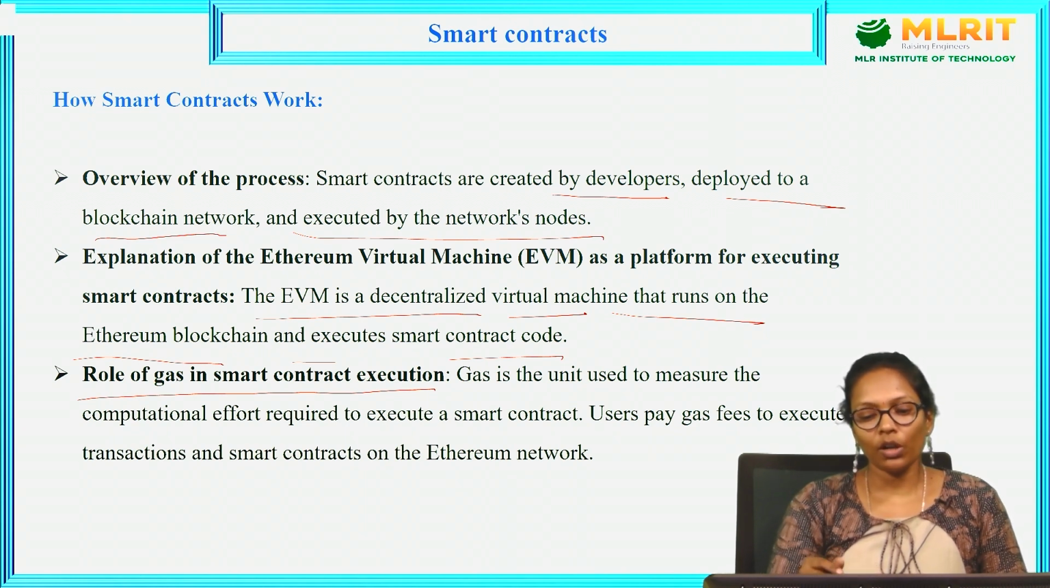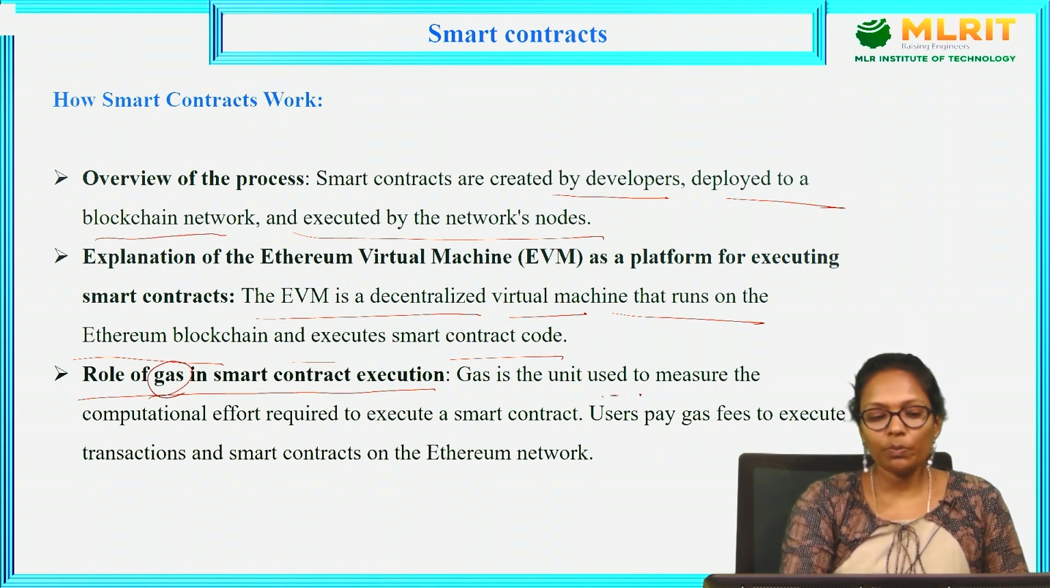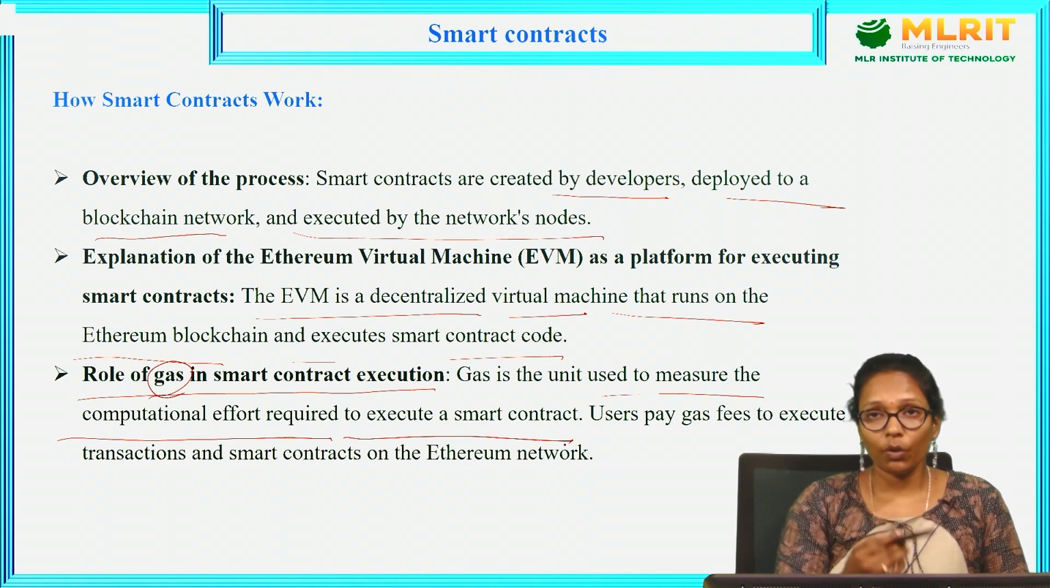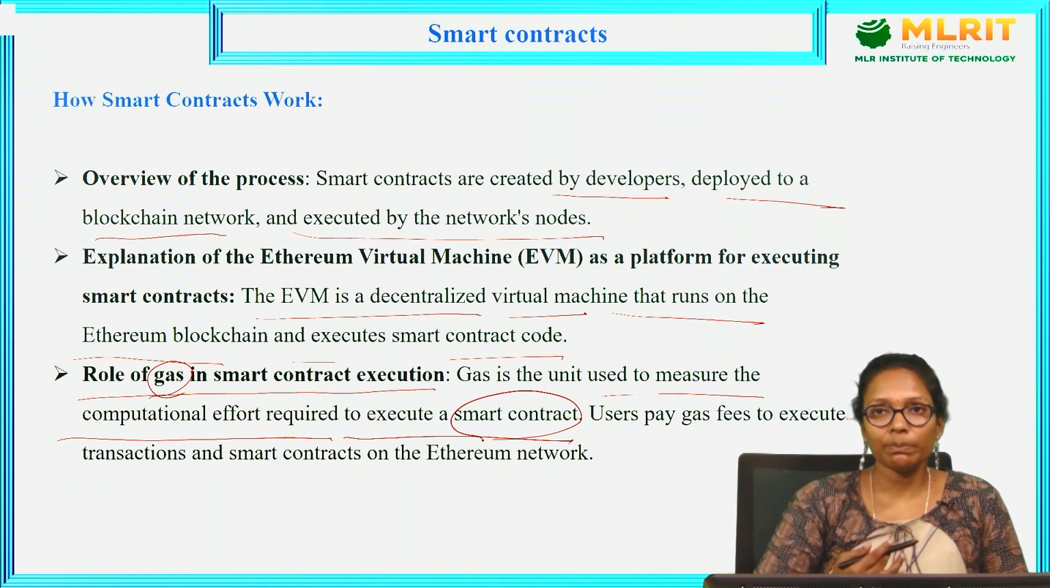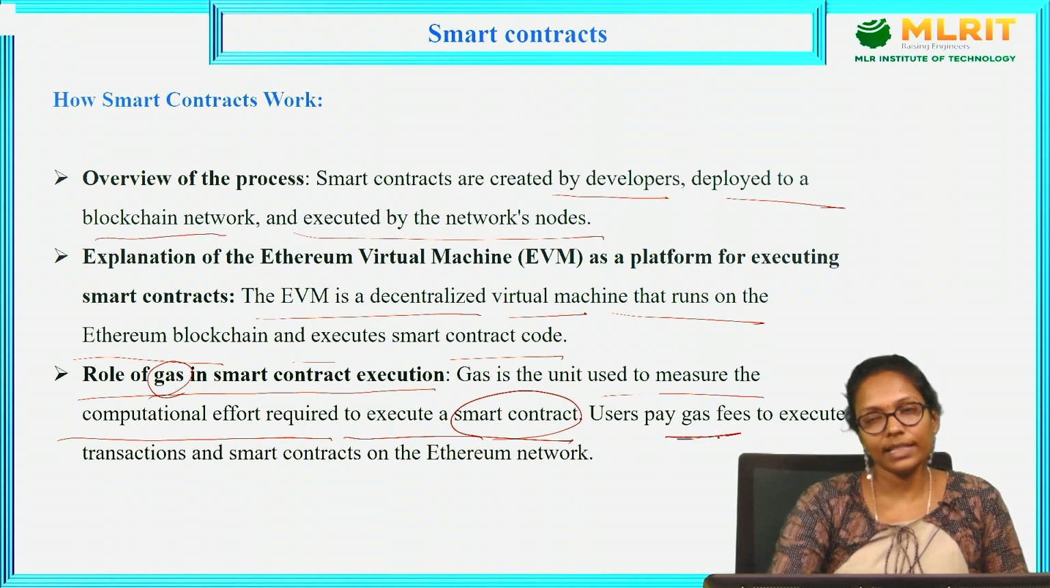So that you're calling as gas. Gas is nothing but it is used to measure the computational effort required to execute a smart contract. If I want to execute my smart contract, it will need some computational effort. It needs some power consumption, right? It needs some node involvement. For all these, we need to pay some fees. That fee you're calling as gas fees.